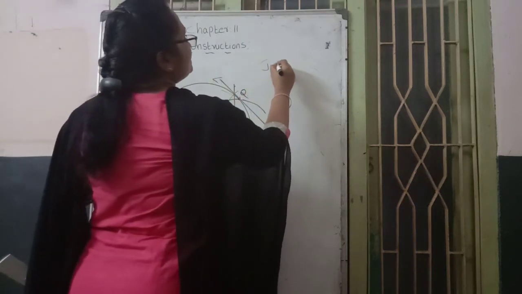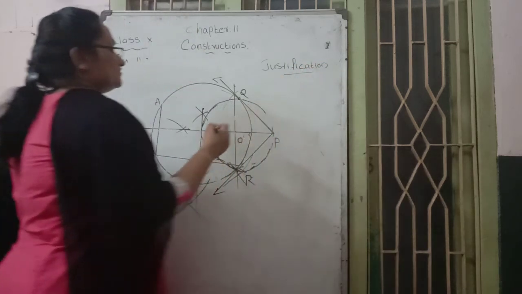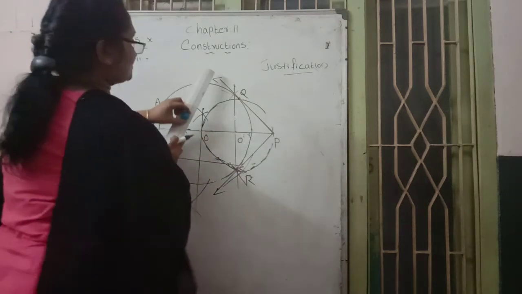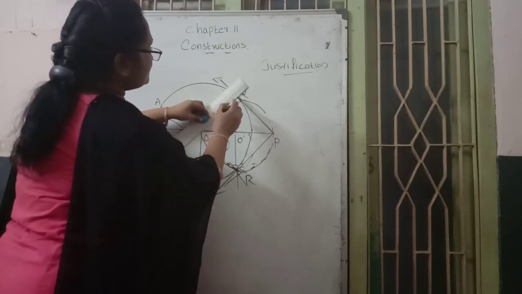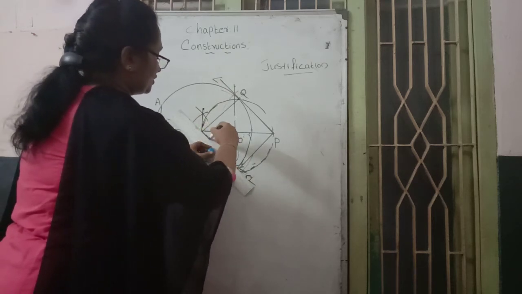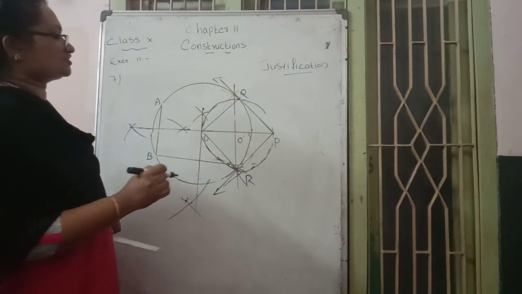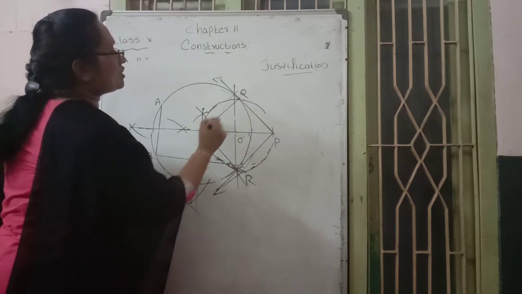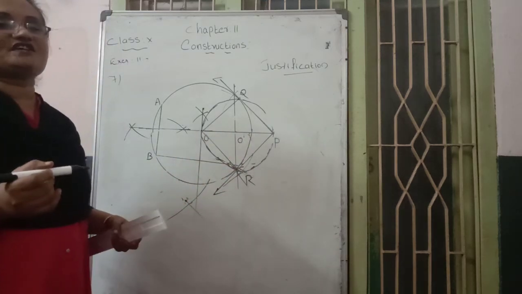Justification, how to do? First, O is the center of the circle. Join O to Q and O to R. Now see, they make how many triangles? Two triangles. Which are they? OQP is the first triangle, ORP is the second triangle. Here no measurement is given.